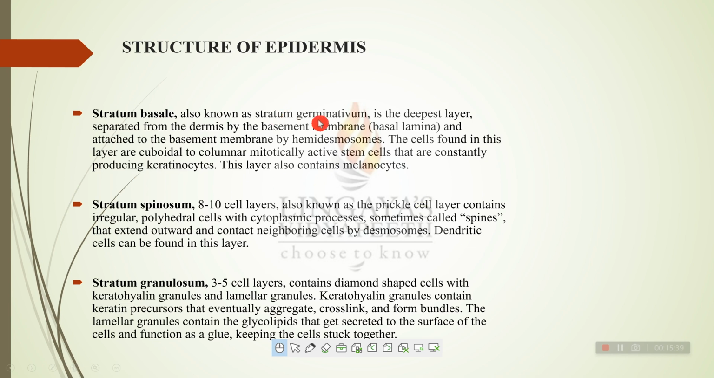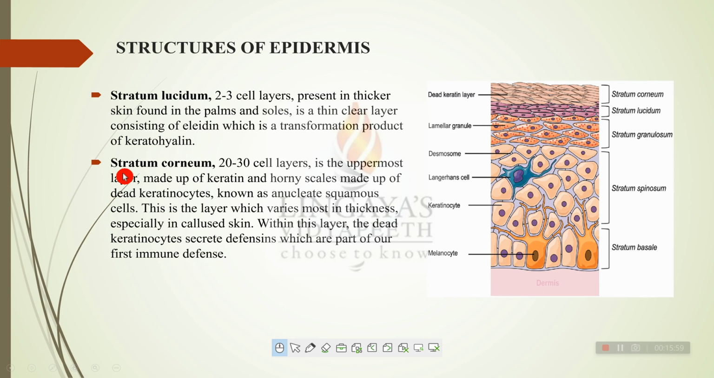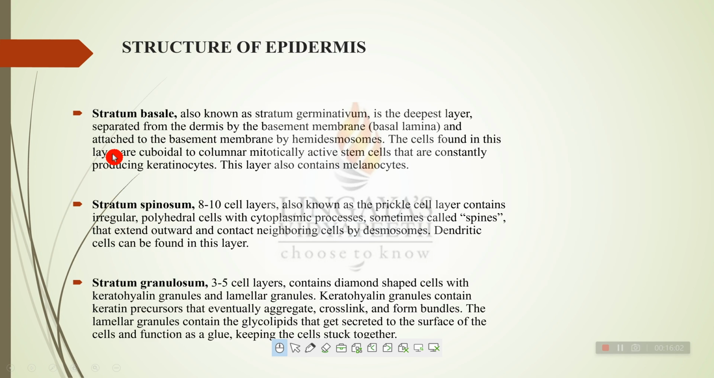Stratum basale is also called the stratum germinativum. It is the deepest layer of all the 5 layers of the epidermis, or the external covering. It consists of a single layer of columnar or cuboidal basal cells. The cells are attached to each other and to the overlying stratum spinosum cells with the help of desmosomes and hemidesmosomes.